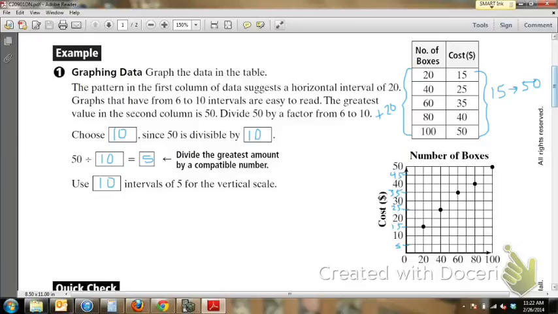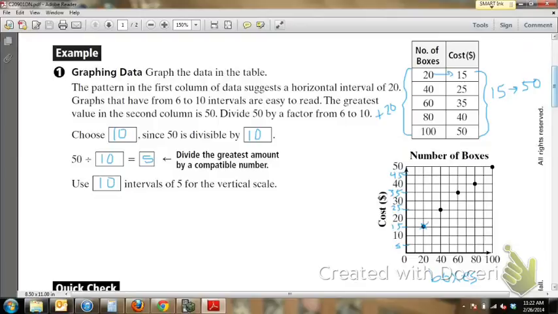Okay, so now they just plotted the dots. So here's how that works. When we had 20 boxes, it cost $15. So I went 20, this is our boxes. We went up to 15, and we put a dot. That's what this dot right here represents.